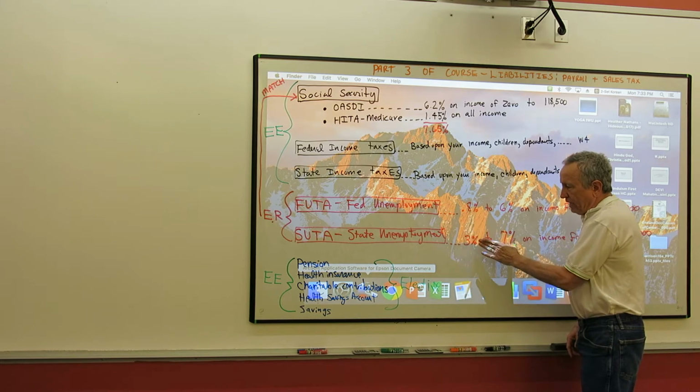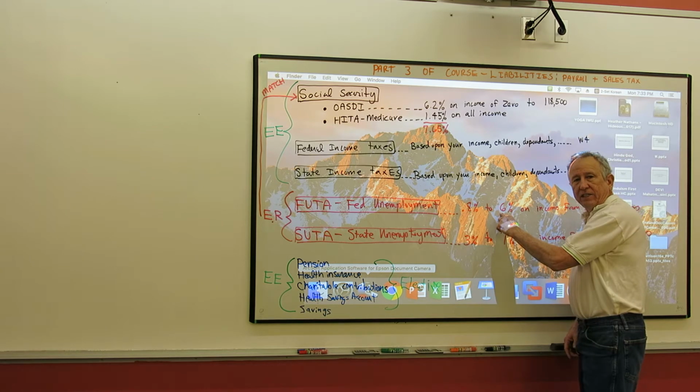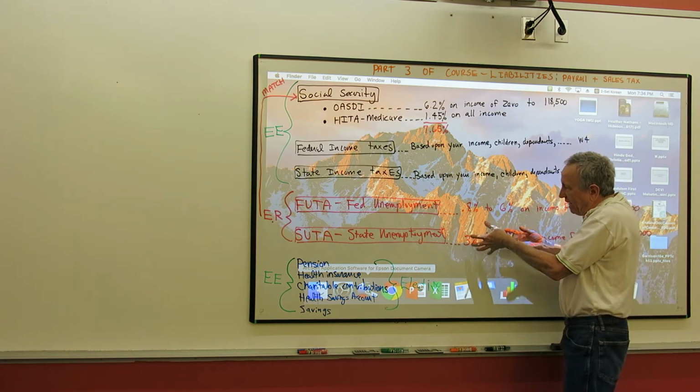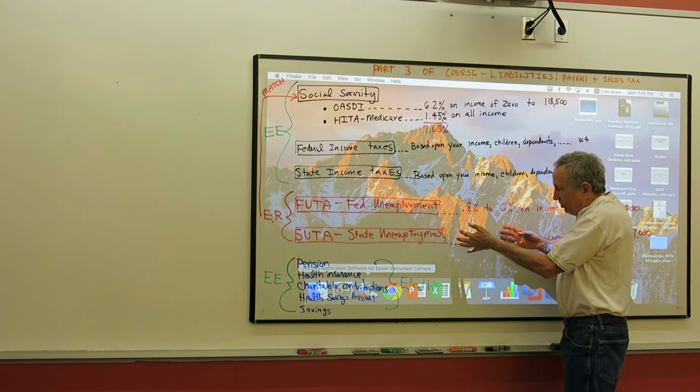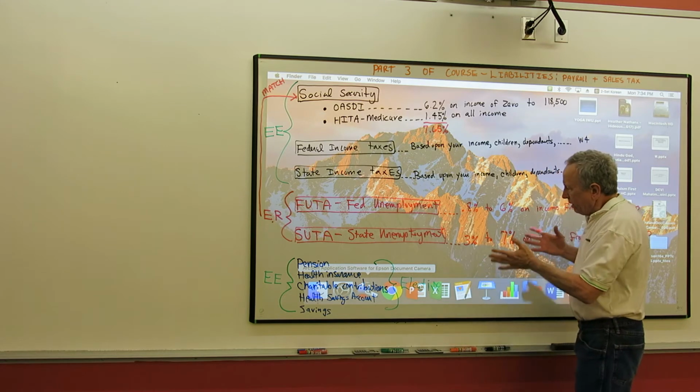But let's say it's a state that is not charging anything for unemployment. Then the Fed will say it's 6%. But again, the two work together. If the state is high, the Fed will make it low. If the state is low, the Fed will make it higher. And then there's one other factor involved.